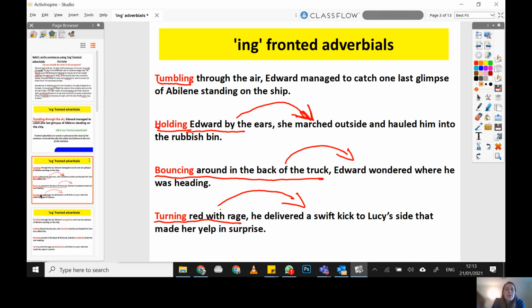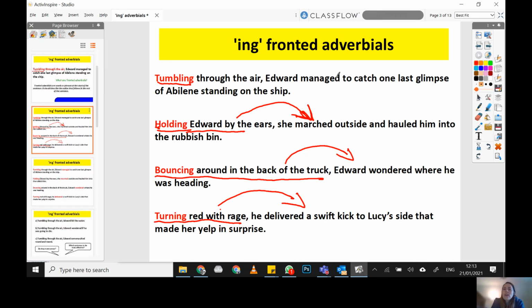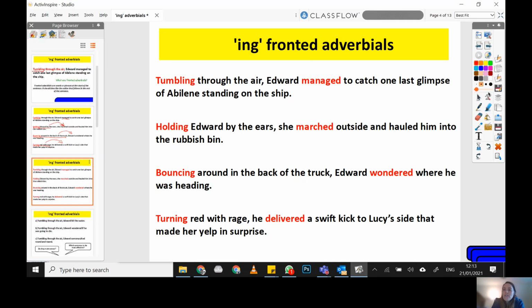Okay, so looking at these sentences though, you might have noticed that there's more than one verb in the sentence. I've got tumbling through the air, Edward managed to catch a glimpse. So I've highlighted now the second verb here. Edward managed to catch one last glimpse. She marched him outside. Edward wondered where he was heading, and he delivered a swift kick. Those are also action words.